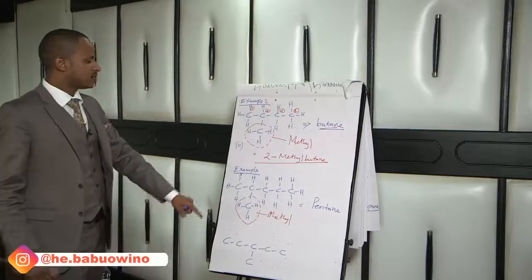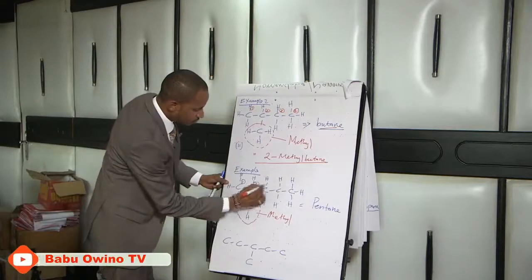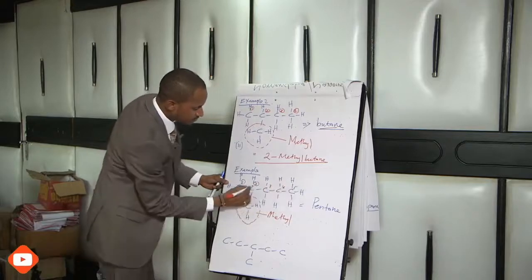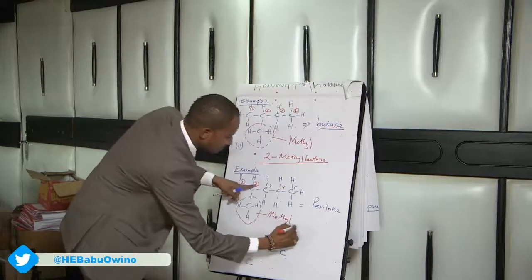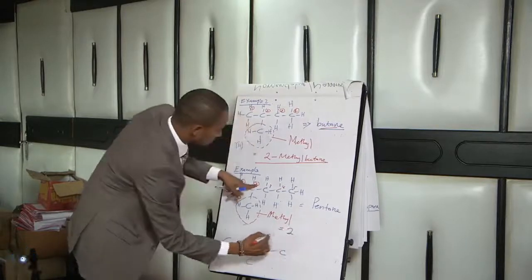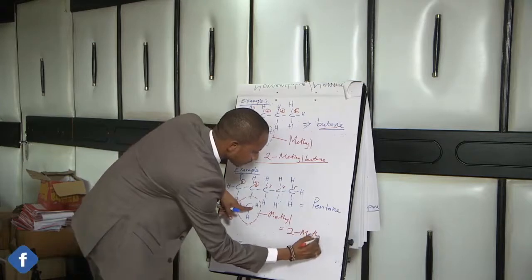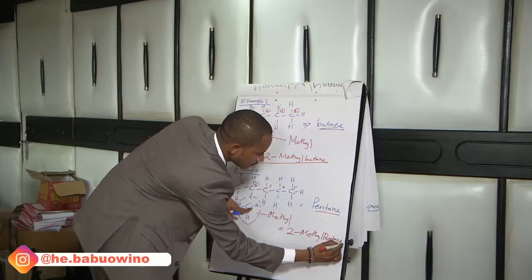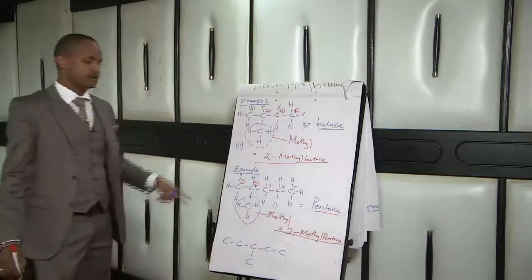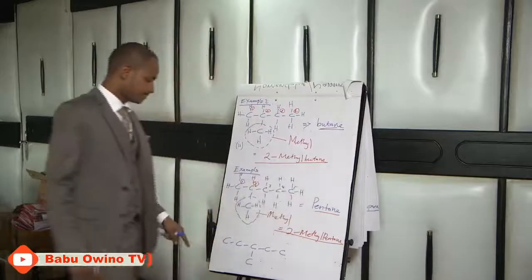Then identify on which carbon atom it lies. Number 1, 2, 3, 4, 5. So it lies on the second, which gives it the name 2. Start with 2, then methyl pentane. Class, repeat after me. 2-methyl pentane.